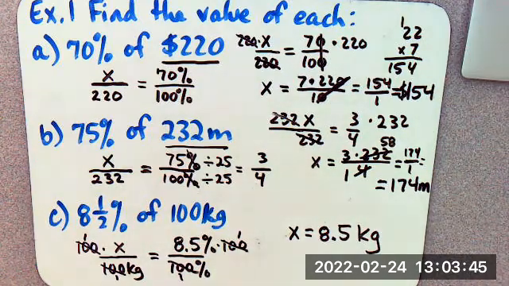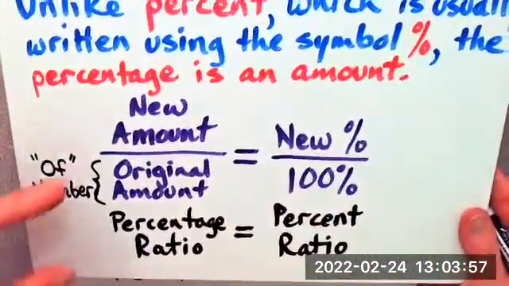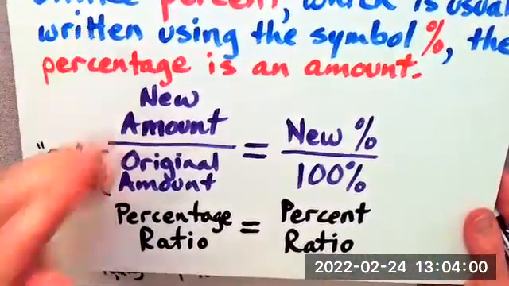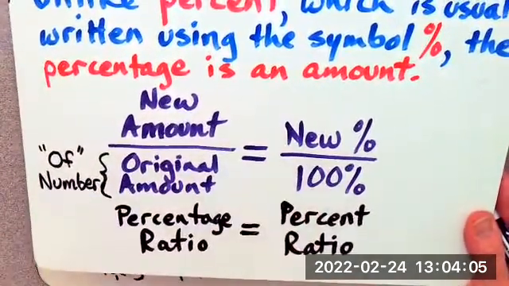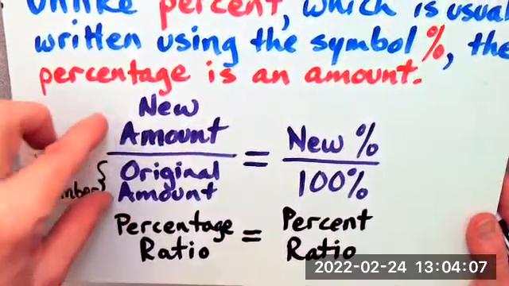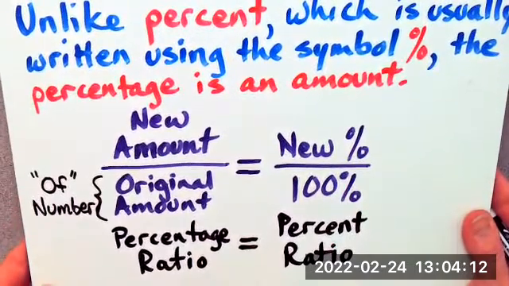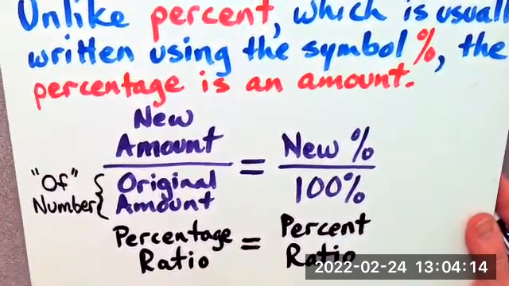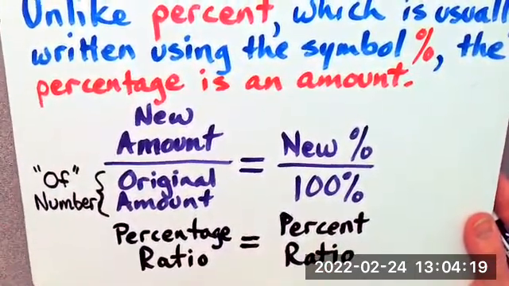Okay, so this is your basics. I'm sure there's an easier way to teach it, than varying the one equation that rules all equations. New amount over original amount equals new percent over 100%. This is the only equation that you have to remember, and it works for all percentages. So make an amount ratio equaling a percent ratio.